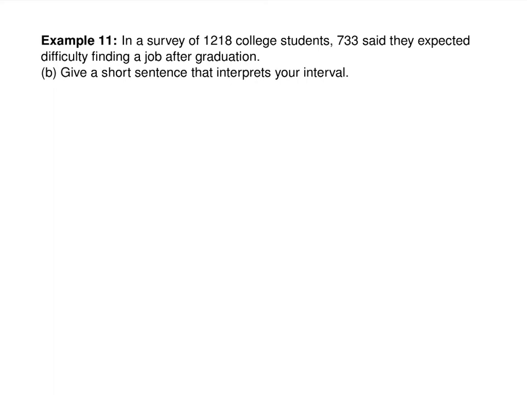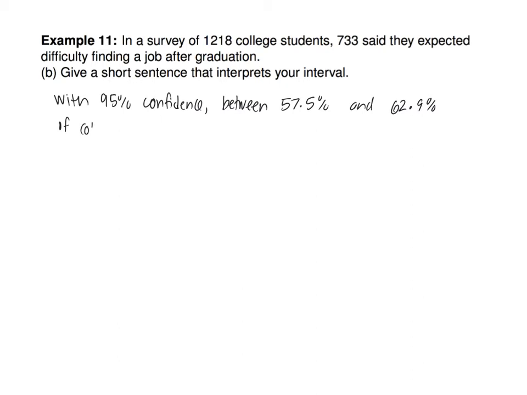So give a short sentence that interprets your interval. You say, well, with 95% confidence, between 57.5% and 62.9% of college graduates believe they will have difficulty finding a job after graduation.